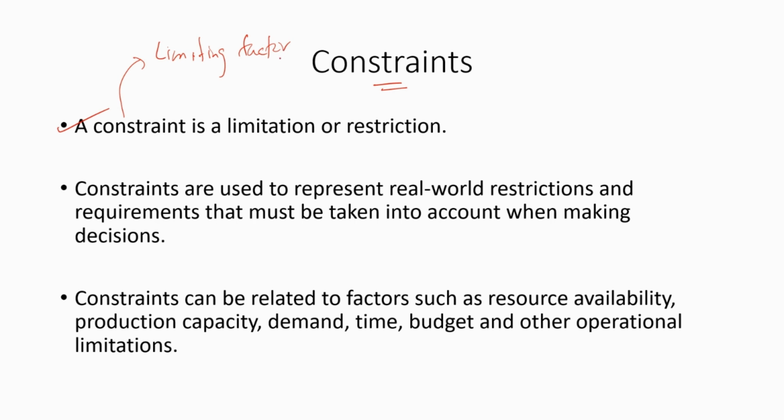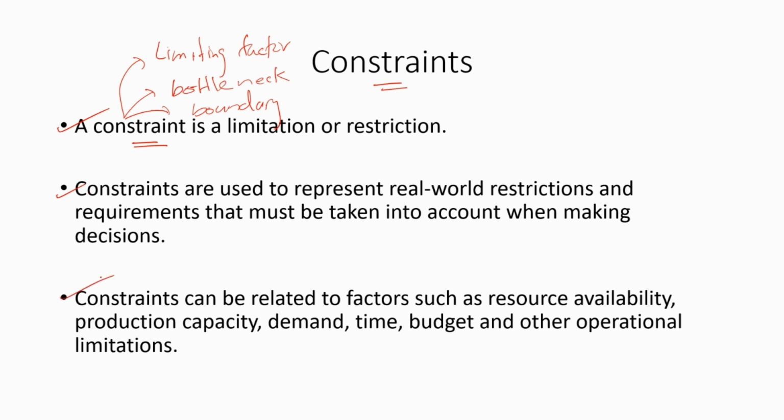We discussed limiting factor analysis. Another term is bottleneck, and another term is a boundary. When it comes to linear programming analysis, instead of using limiting factor, bottleneck or boundary, we use the technical term constraint. Constraints are used to represent real-world restrictions and requirements that must be taken into account when making decisions.